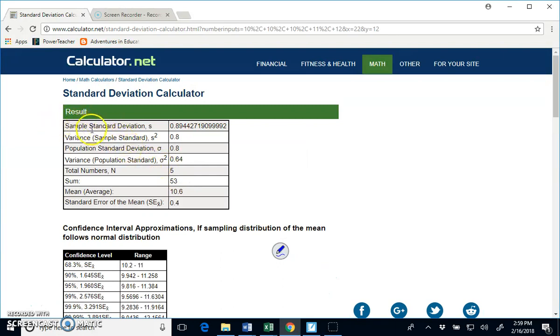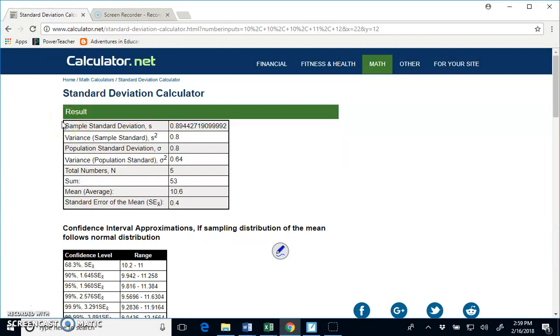There's the sample standard deviation and the population standard deviation. The formula that we have is for the population standard deviation. The one that we have on the AP exam is for the sample standard deviation. You use sample when you don't have everyone in the population.